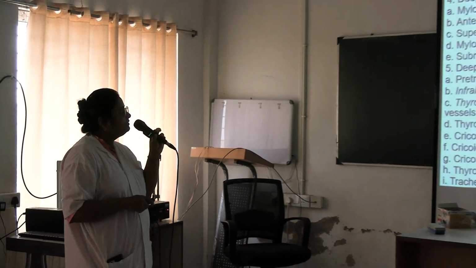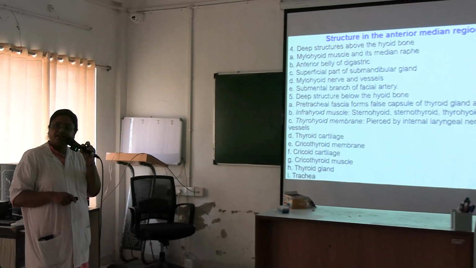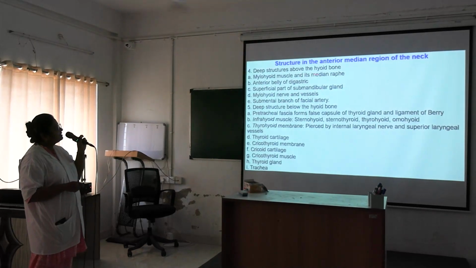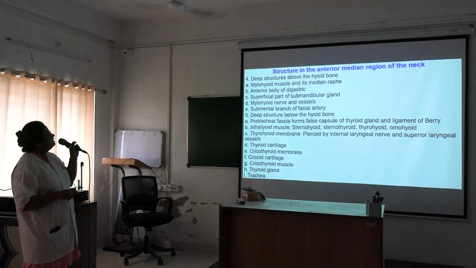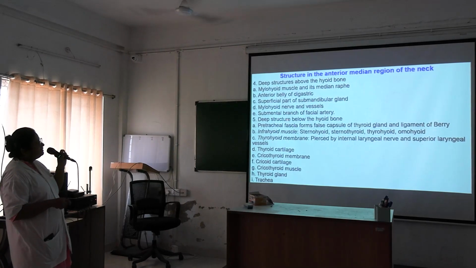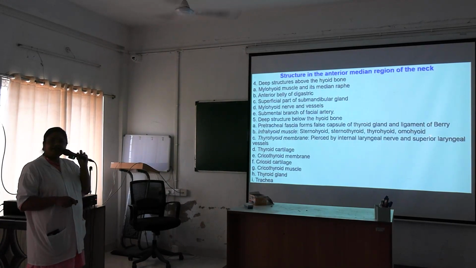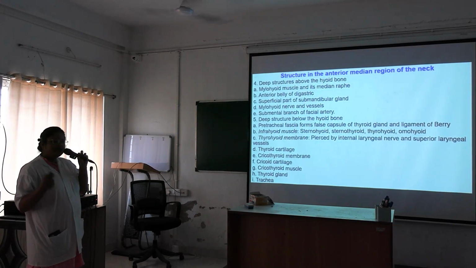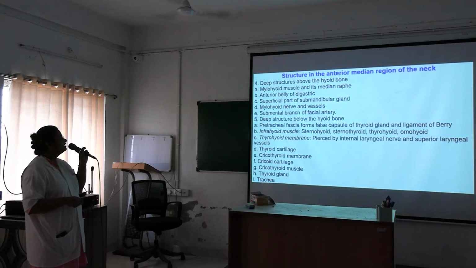Next is the anterior belly of digastric, and the superficial part of the submandibular gland. These are lying in the deep structure above the hyoid bone. Next is the mylohyoid nerve and vessels, and the submental branch of the facial artery. All these are contents of mainly the digastric and submental triangle.